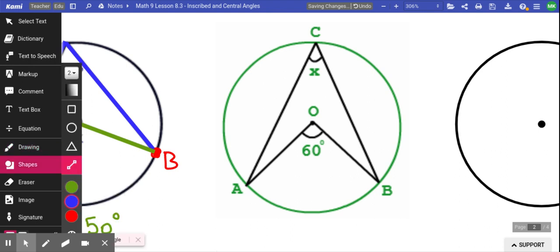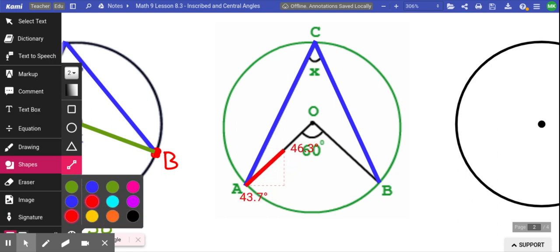So I have 2 points here. I have A and B. I could get from A to B by going all the way out to C and then back down to B. Or I could go from A to the center of the circle and then over to point B. My inscribed angle is the blue one because it went to another point on the circle. My central angle is the 60 degree in the middle because that's the center of the circle.